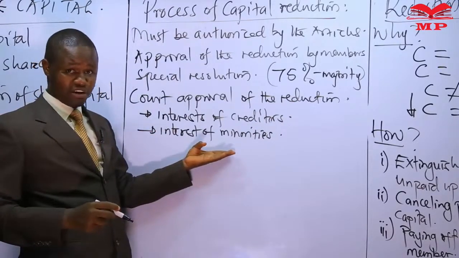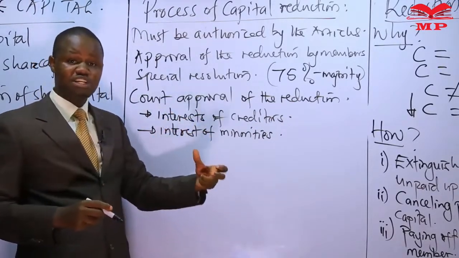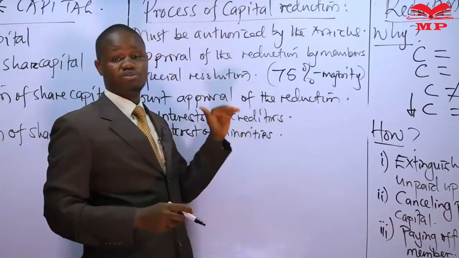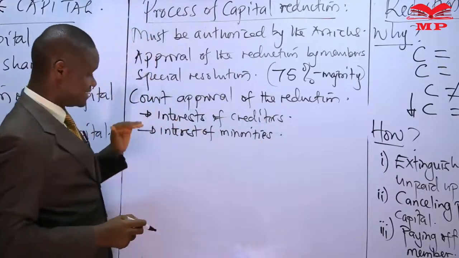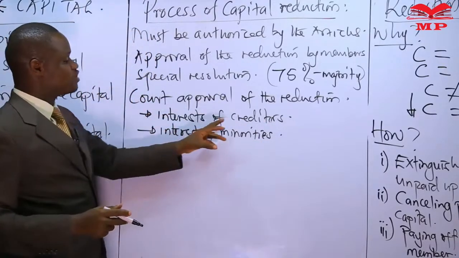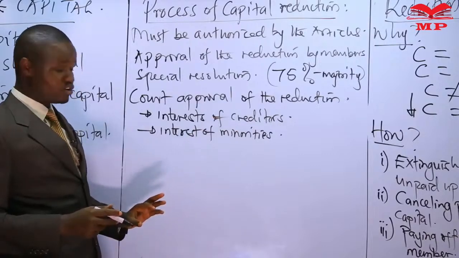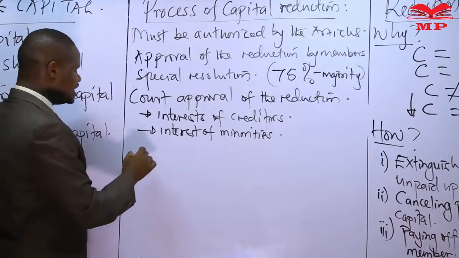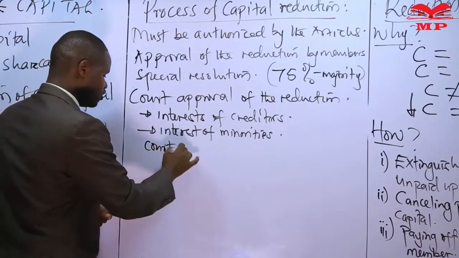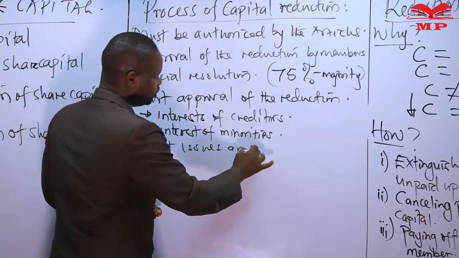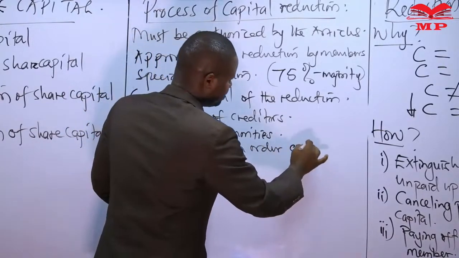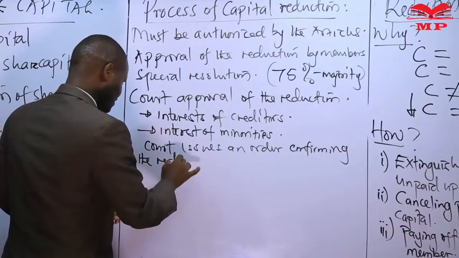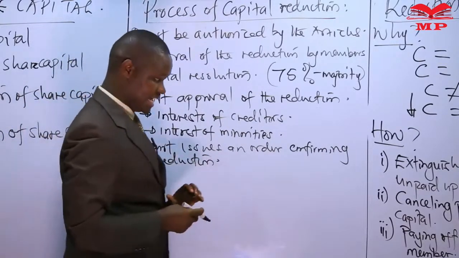The same will happen for the minorities. If any minorities are objecting to the reduction, then again the court confirms how the interests of such minorities have also been respected or observed by this company. So if the court is satisfied that the creditors' interests are not prejudiced and the minority's interests will not be prejudiced by the reduction, the court will issue an order. The court issues an order confirming the reduction.